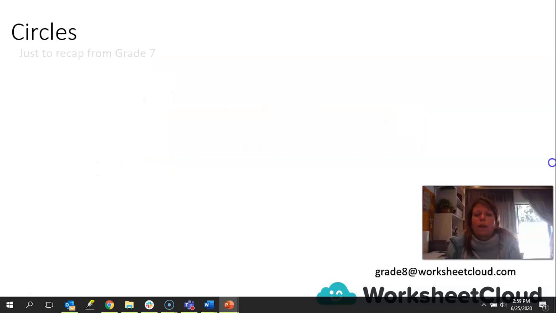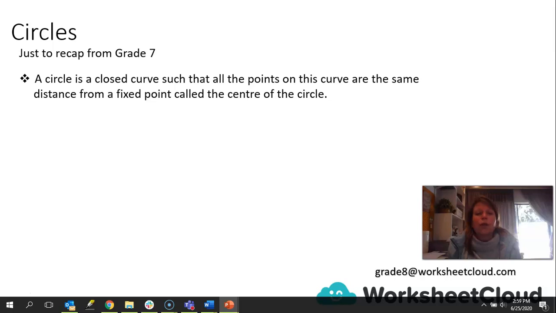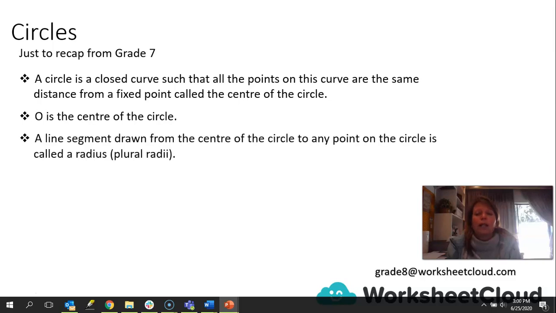Okay, so just to recap from grade 7, a circle is a closed curve such that all the points on this curve are the same distance from a fixed point called the center of the circle. So any point on the circumference of the circle will be the same distance from the center. O is the center of the circle. And a line segment drawn from the center of the circle to any point on the circle is called a radius. And the plural of that is radii.